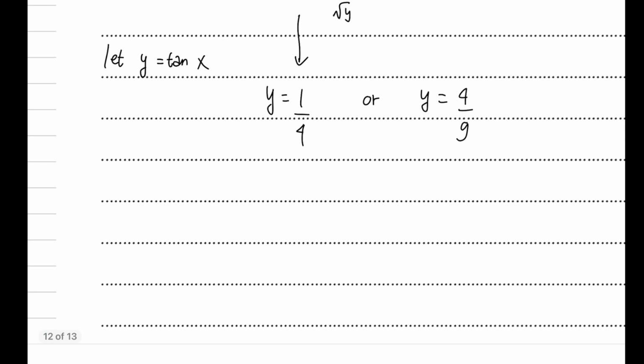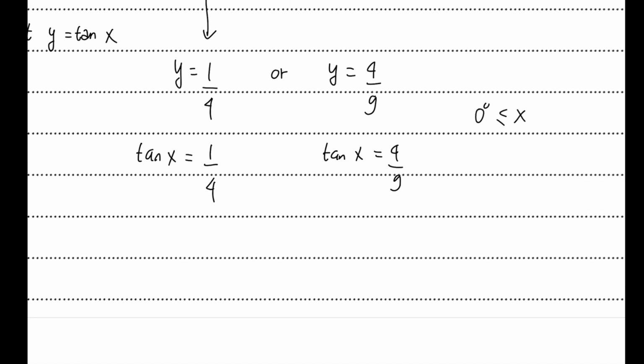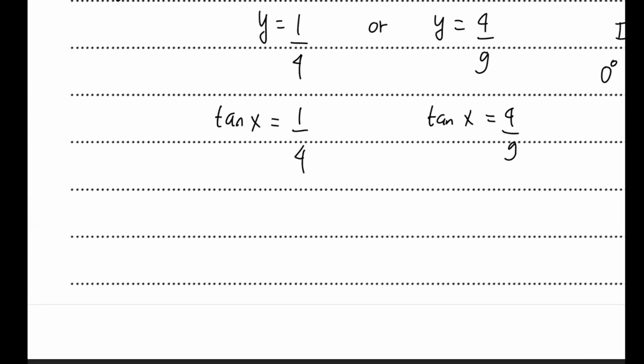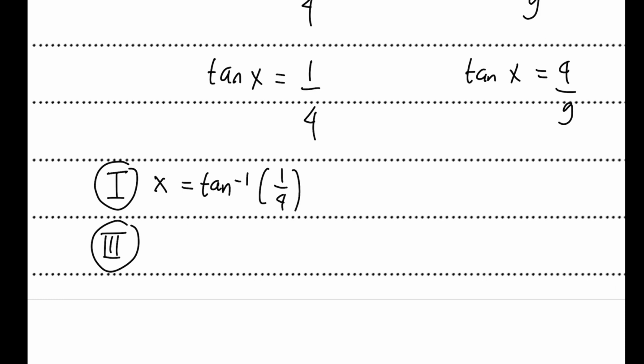So we can replace y with tangent x to solve for x now. Tangent x equals 1 over 4 or tangent x equals 4 over 9. Because our domain lies between 0 and 360 degrees, which includes the first quadrant until the fourth quadrant, and our tangent value is positive, we can get solutions from the first quadrant and the third quadrant. The first quadrant, you can get using a calculator: tangent inverse 1 over 4.